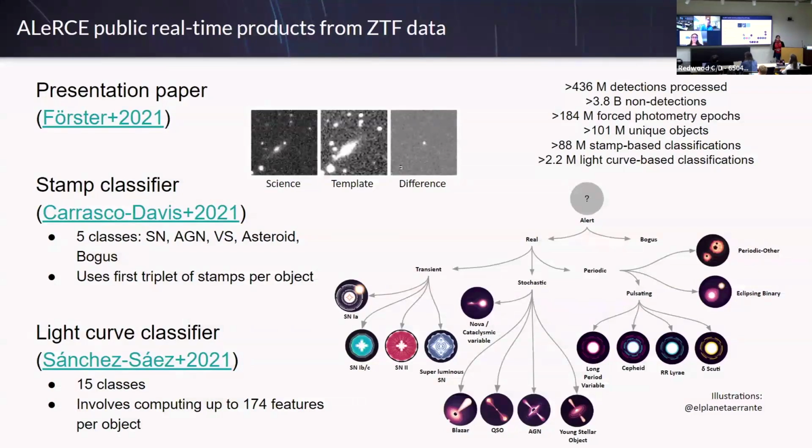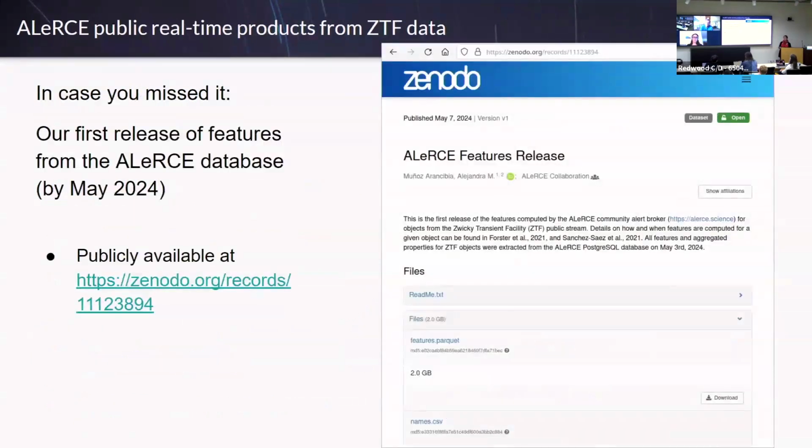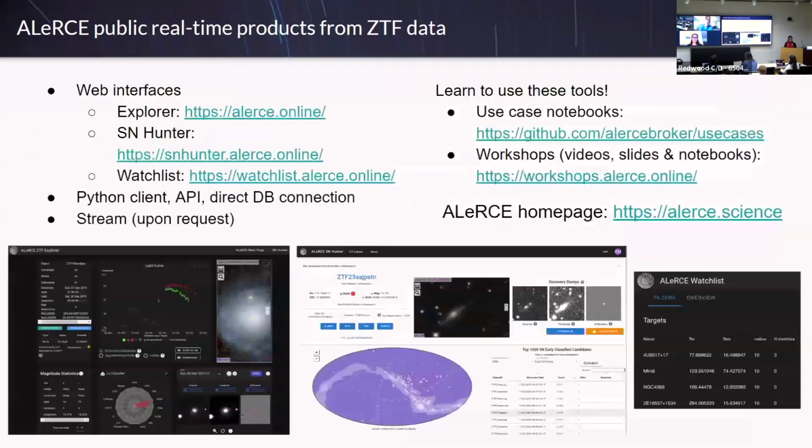We also provide them to you through our database, and we also recently released a piece of this database of features to you. So you can point to them in Zenodo and explore the data yourself. The main way to access this data is the web interfaces. In particular, the Explorer is quite powerful. You can explore the light curve, the stamps, ancillary data, and also the classifications.